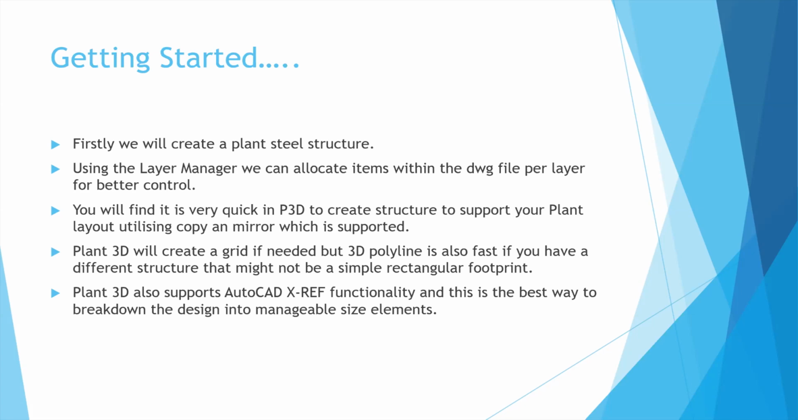Plant 3D also supports AutoCAD XREF functionality, so this is actually a lifesaver. This is the best way to break down the design into manageable size elements. The reason I put this information in here is that if you've broken up your drawings, it might be per area for each steel structure that you might have done in Plant 3D, it's very easy to export that out into Advanced Steel without having to go through it with a fine-tooth comb, as an example.